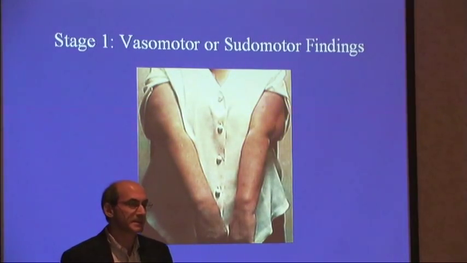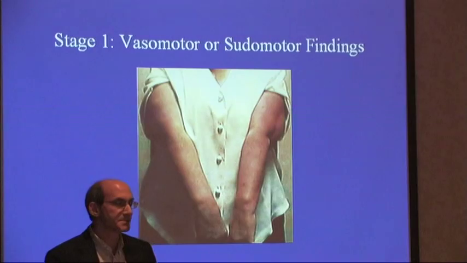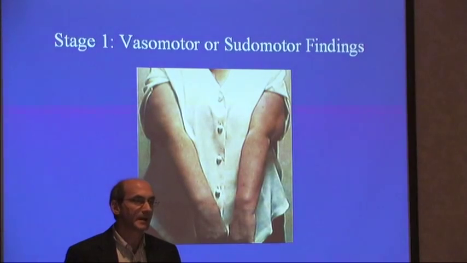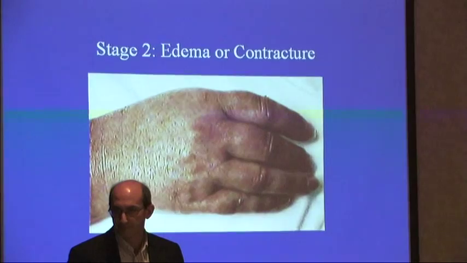Classical RSD is stage 1. You get vasomotor and pseudomotor changes, you get skin temperature changes, and you get sweating changes. You don't expect it to be a cold and sweaty hand. You expect a hot, sweaty hand. In dystrophy, it will be a cold and sweaty hand. That's why we call it dystrophic.